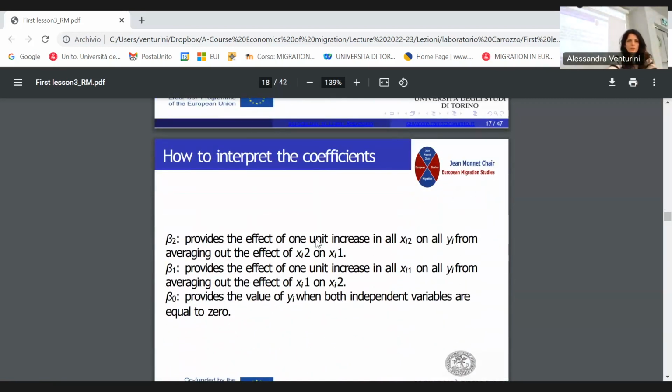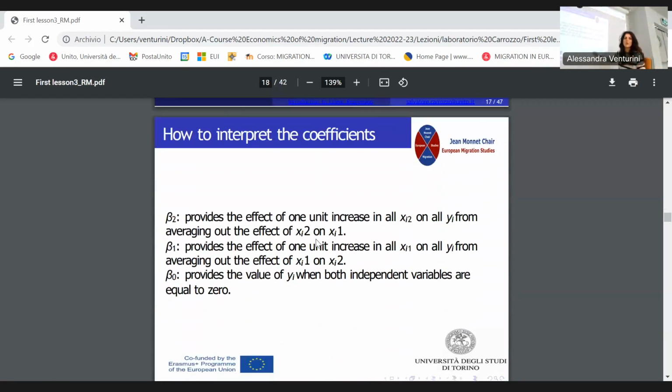So, how to interpret the coefficient? Beta 1 provides the effect of a one unit increase in x1 on y, averaging out the effect of x2 on x1. Beta 2 provides the effect of a one unit increase in x2 on y, averaging out the effect of x1 on x2. Beta 0 provides the value of y when both independent variables are equal to 0.